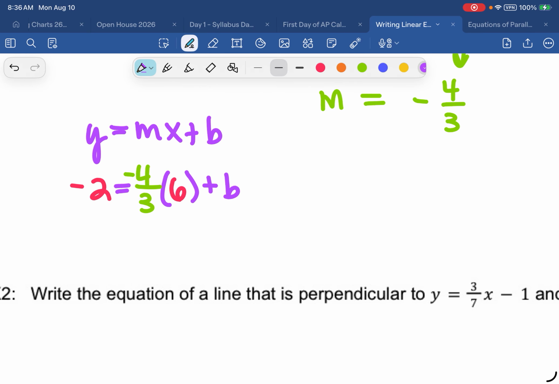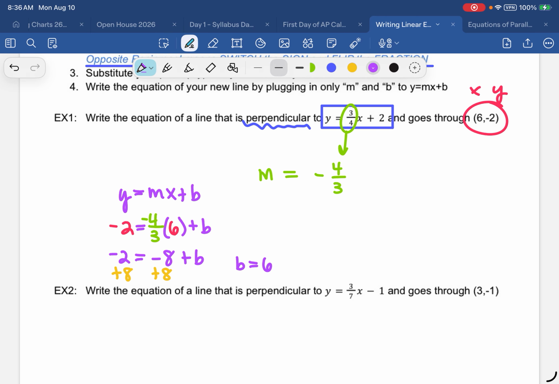So -4/3 times 6 would be -8 plus b equals -2. Add that 8 over to solve for b. So it looks like we get b equals 6. And therefore the equation of our perpendicular line to the one they gave us is y equals -4/3 x plus 6.